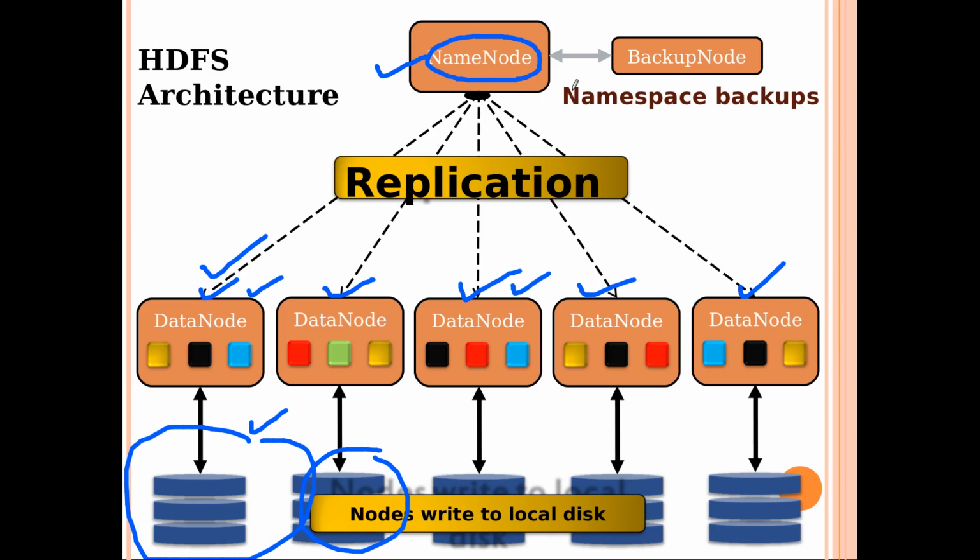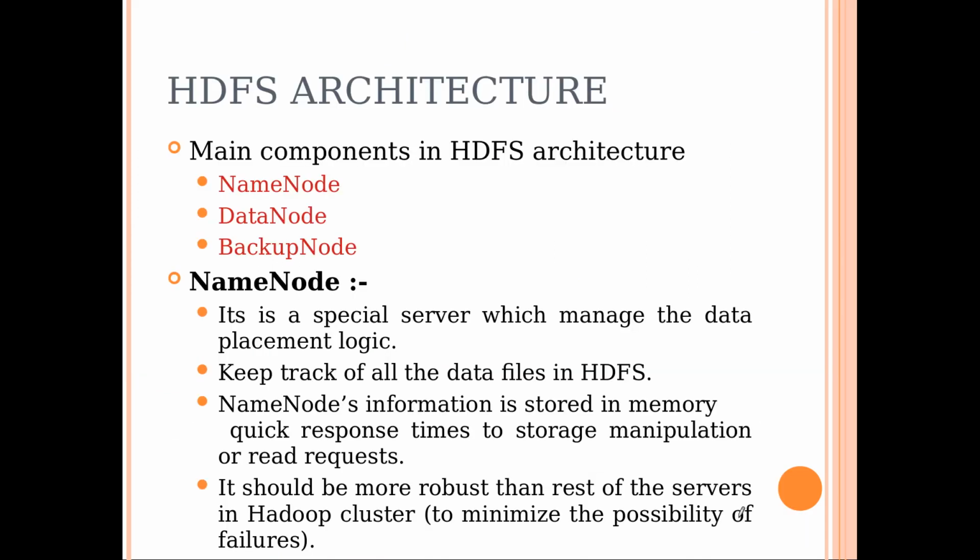Similarly, you can see the name node is associated with a backup node for keeping those descriptions as a backup, so that if any failure happens to the name node, the same can be referred to the backup node. So in HDFS, we have a name node, and from the name node the data is replicated to different data nodes corresponding to the different cluster nodes. The main components in HDFS architecture are the name node, data node and backup node.